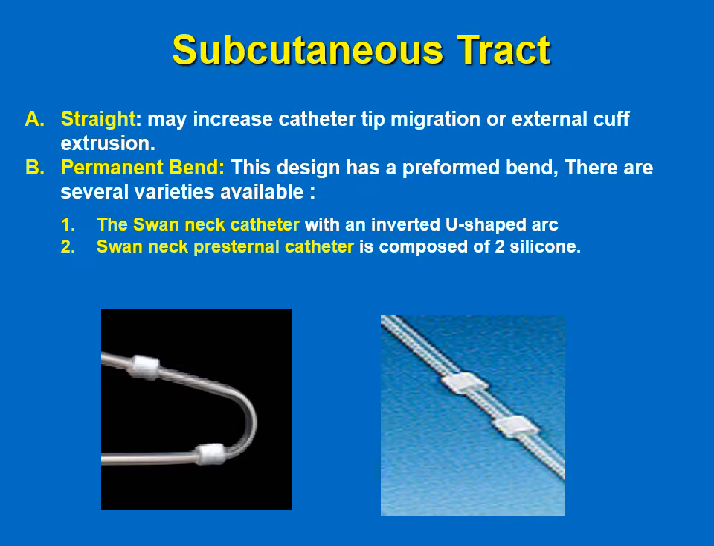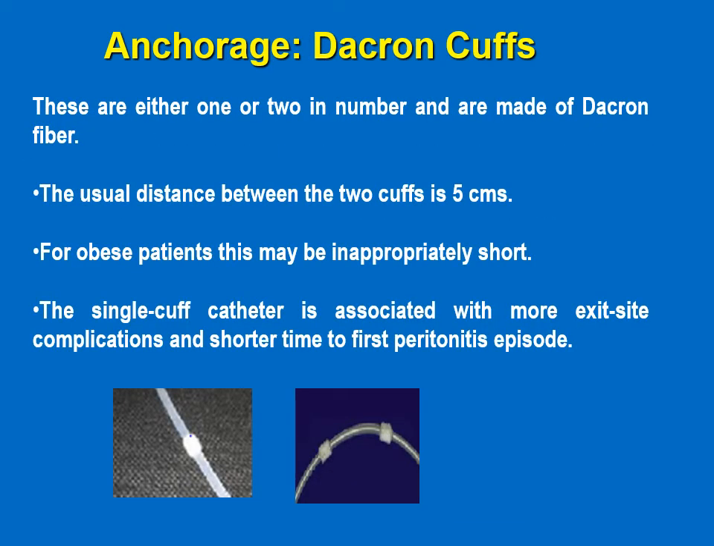Actually, this U-shaped arc will prevent what we call memory recoil of the catheter. Sometimes the catheter would try to straighten up by its memory effect. So the presence of this permanent bend will abolish this memory effect, and the catheter will always try to be in place.